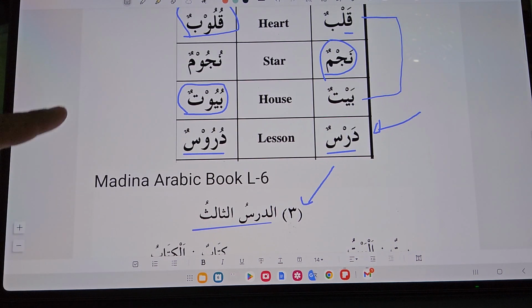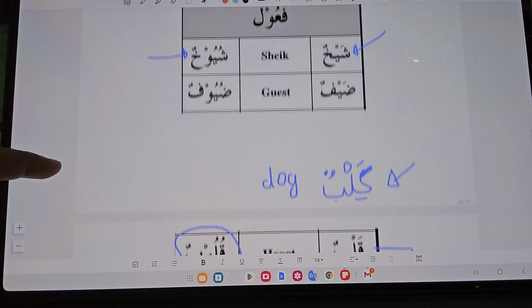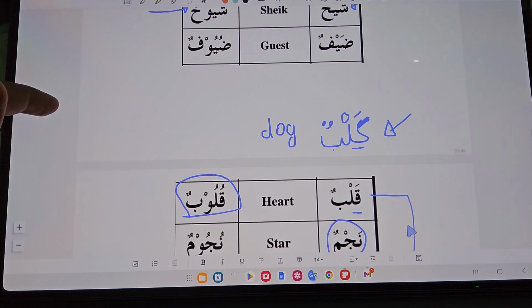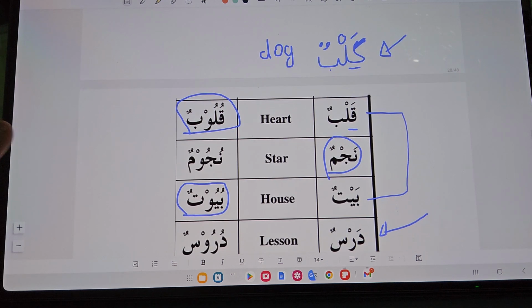We took some of the jam in the previous lesson, which was jam al-taksir. What is jam al-taksir, Akhana Sabir? Jam al-taksir is the plural which doesn't follow the pattern. Yes, mashallah. And what is the opposite of jam al-taksir? There are two types of plural.